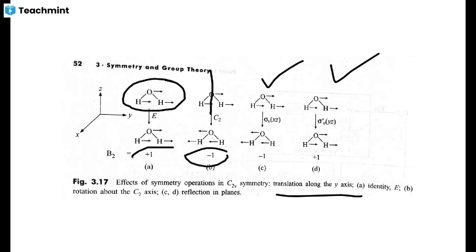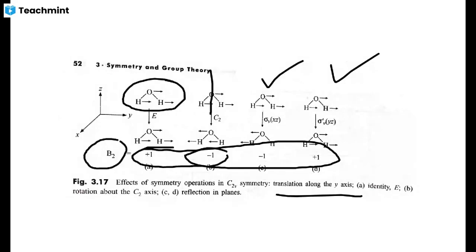Using these characters, you can find which irreducible representation the translation has. Using only this calculation, they put x, y, z in the character table of the group theory. So for better understanding, I put this.